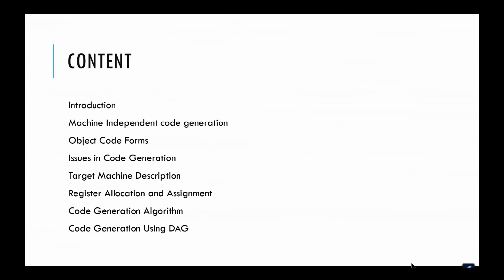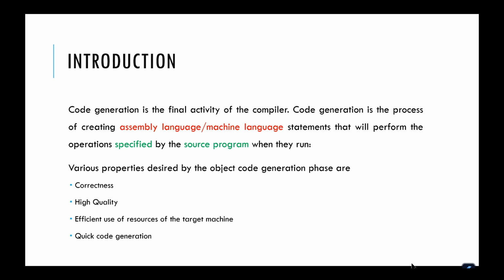In this section, I'm going to discuss briefly the overall code generation. First, let's go with the introduction. Code generation is the final activity of the compiler. Code generation is the process of creating assembly language or machine language statements that will perform the operations specified by the source program when they run. That means we write source code, which is to be converted into assembly language or machine understandable code. That is done in code generation.